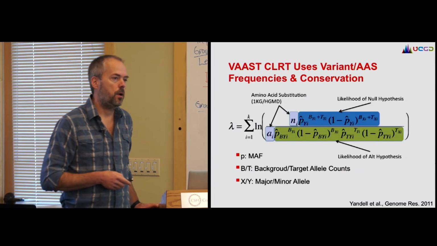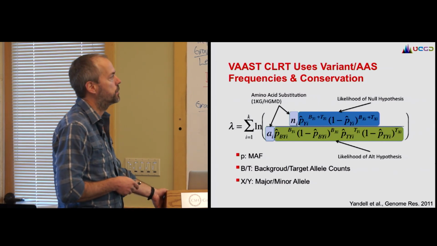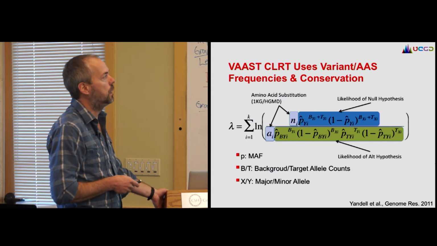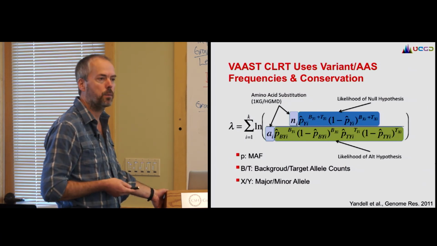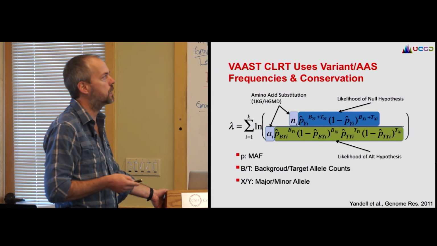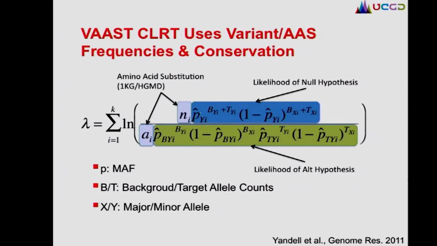So just expanding on that a little bit, I hate formulas, especially in talks, but I'm showing this one just to give you the sense that it's really just fairly simple information that's going into these likelihood calculations. These hat P's and 1 minus hat P's represent the minor allele frequency and the major allele frequency in the different populations. B and T stand for background and target, and we're talking about the allele counts, the major and minor allele counts in the background and the target.